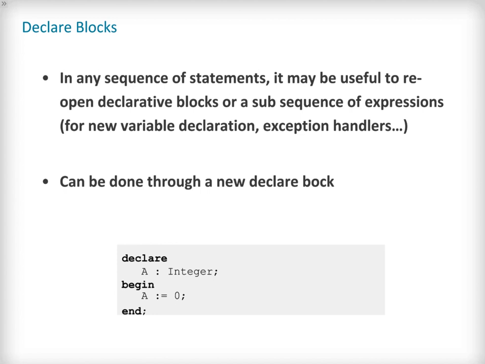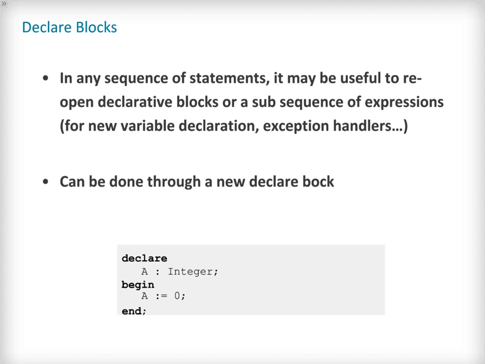One additional piece of information concerning declare blocks. We said earlier that declarations can only be written in declarative blocks, and statements can only be written in a sequence of statements. But in some situations, after having written a couple of statements, it is useful to be able to create a local declaration whose scope is smaller than the scope of the subprogram and which may rely on computation that has been made earlier.